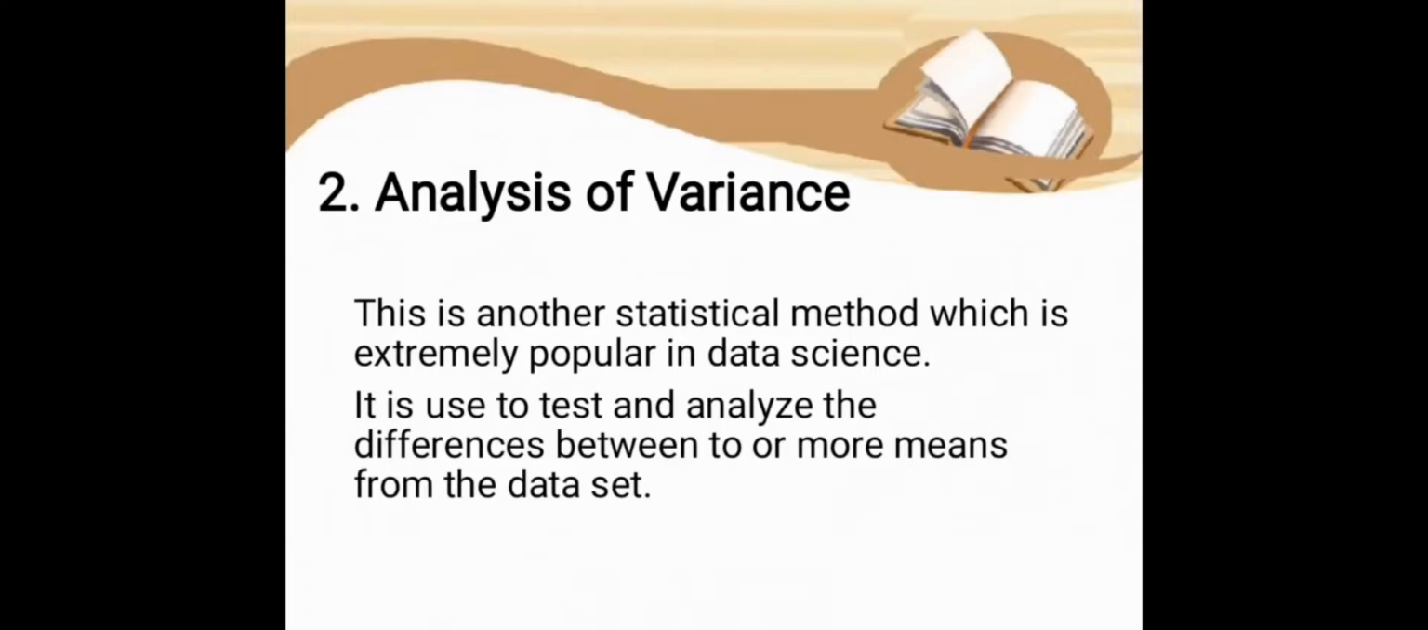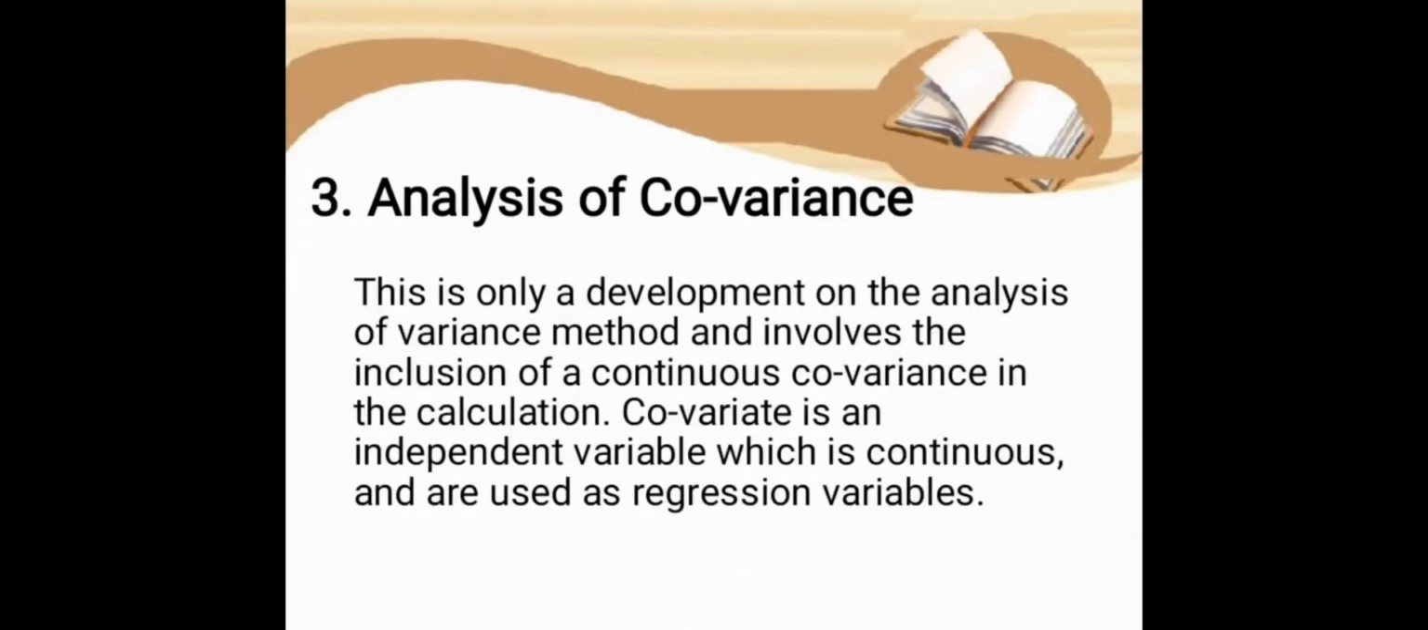So, next is number 3, analysis of covariance. This is only a development on the analysis of variance method and involves the inclusion of a continuous covariate in the calculation. A covariate is an independent variable which is continuous and is used as a regression variable. In analysis of covariance, we test whether there is a significant difference between groups after controlling for variance explained by a covariate.